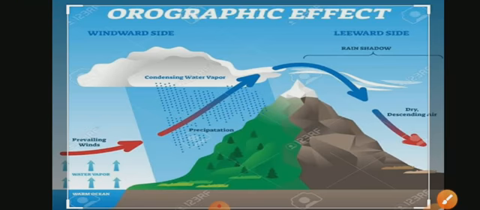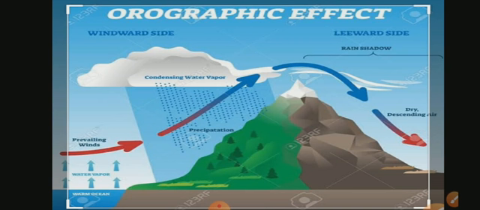Now the next is orographic or relief rainfall. It mostly occurs in hilly areas. When the air mass comes across a mountain, you can see on the picture on this slide, it is forced to ascend, and as it rises it expands, the temperature falls, and the moisture is condensed, giving rain on the windward side.